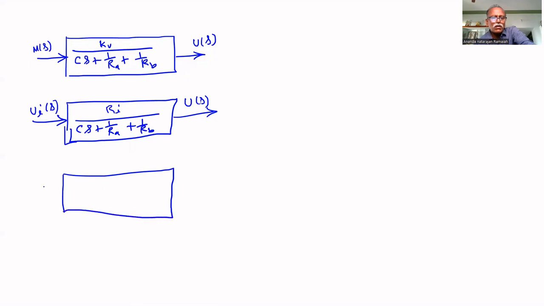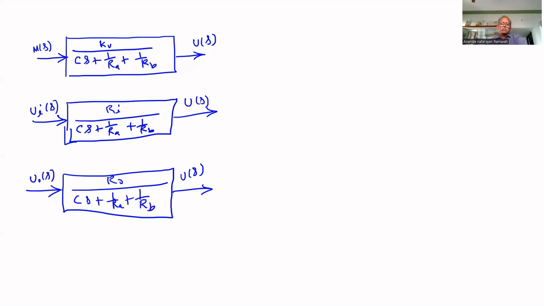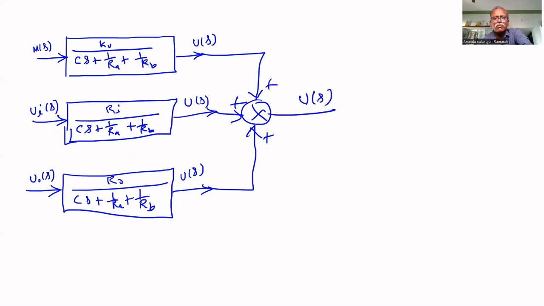The third one, you can define another model for change in downstream pressure, that is U naught of s. For that, what is the change in U of s? The model is R naught upon Cs plus 1 by Ra plus 1 by Rb. This is for change in U naught. Now, if you want the total change, you can add all these together, so that the output is U of s.